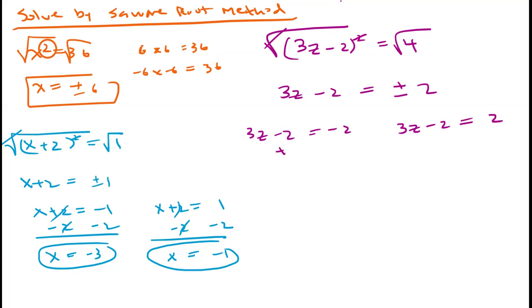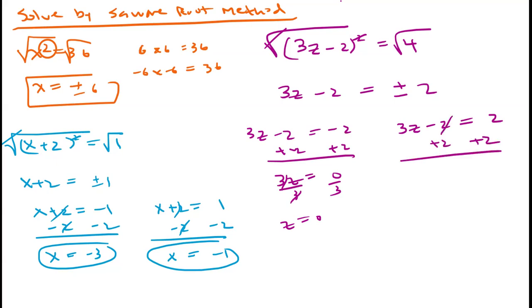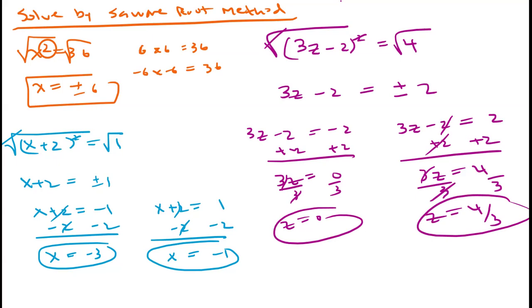Okay, so we're going to add 2 to both sides. We get 3z is equal to 0. Divide both sides by 3. So z equals 0. 0 divided by any number besides 0 is going to give us 0. Then we do the same thing here. We add 2 to both sides, so that gives us 3z equals 4. Then divide both sides by 3. So z gives us 4/3. Any questions on this?